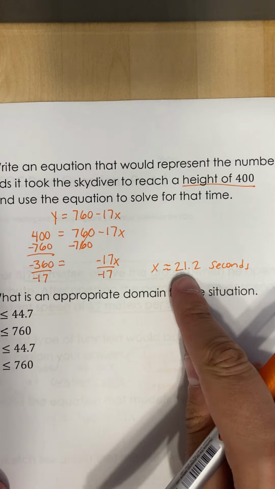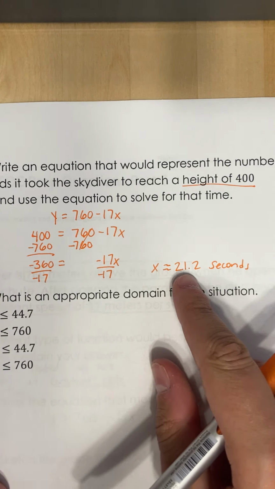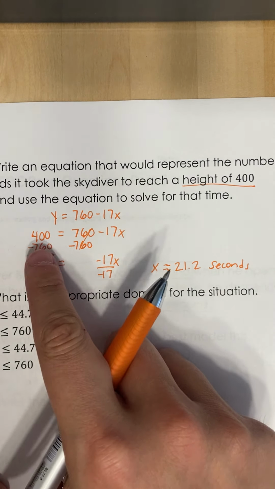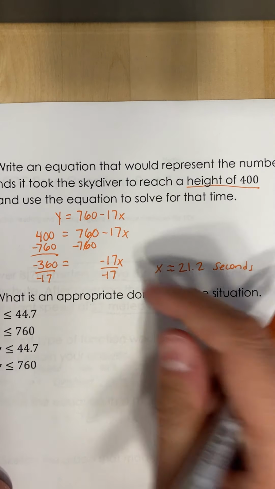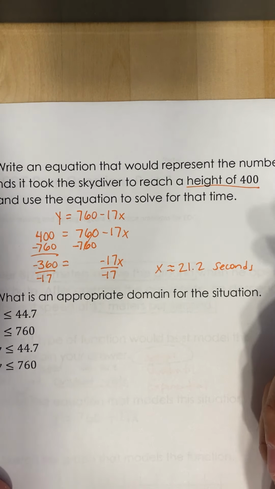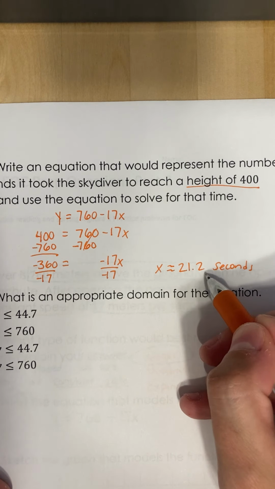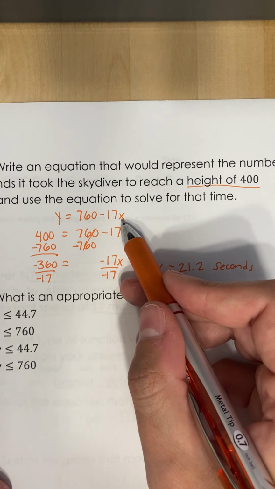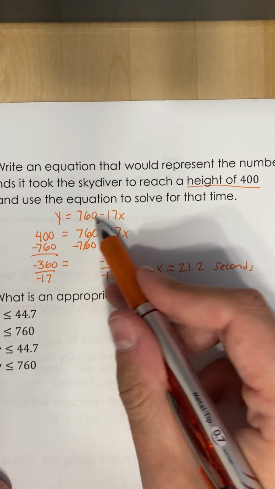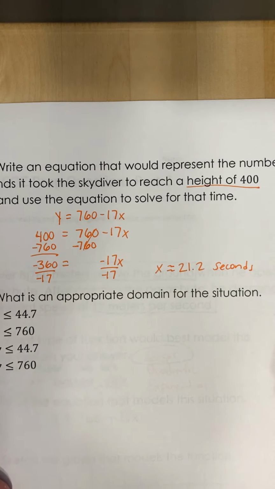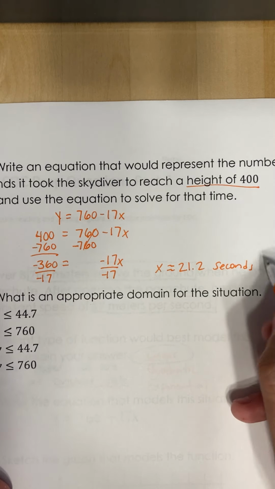So in 21.2 seconds, that's how long it takes for him to reach a height of 400. If you want to plug that in, you can, and you'll see that when you plug in 21.2 into x, you get around 360, and then when you take 760 minus 360, you get 400. So this is our answer.